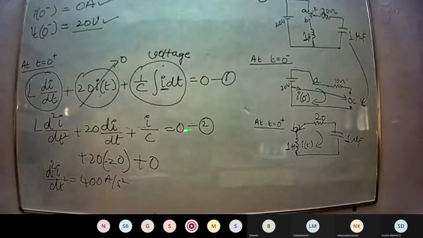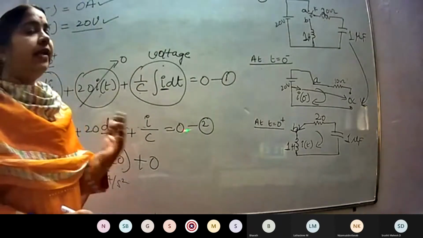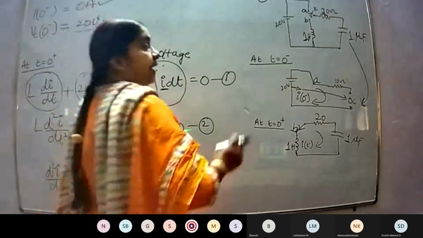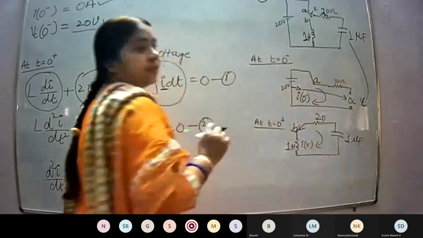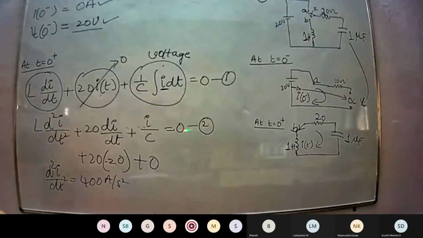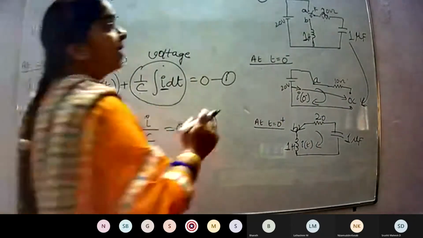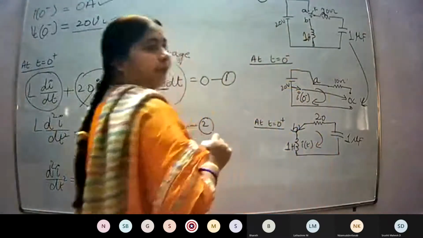At t is equal to 0, steady state having reached before switching. That sentence is very important. Steady state having reached before switching. That means what? Before switching, it has reached the steady state. So when it has reached the steady state, the inductor will be closed and the capacitor will act as an open circuit. So at t is equal to 0, when it is switching from A to B, at t is equal to 0 minus, where the switch will be? The switch will be at position A.